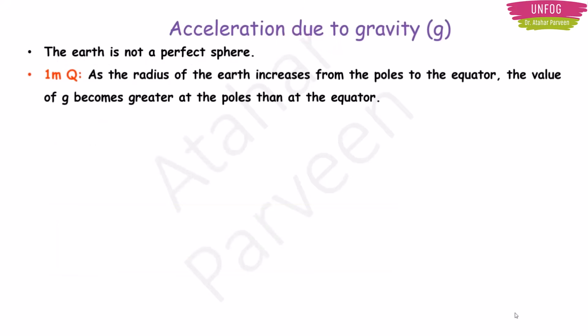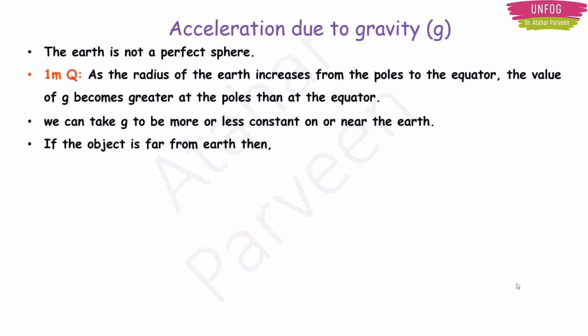Now there are few more important points which you should know regarding this acceleration due to gravity. You know that Earth is not a perfect sphere, right? It is very slightly elliptical. And also, as the radius of the Earth increases from the pole to the equator, the value of g becomes greater at the poles than at the equator. You should know this. This is a 1 mark question. Why, I will just tell you after some time, okay?